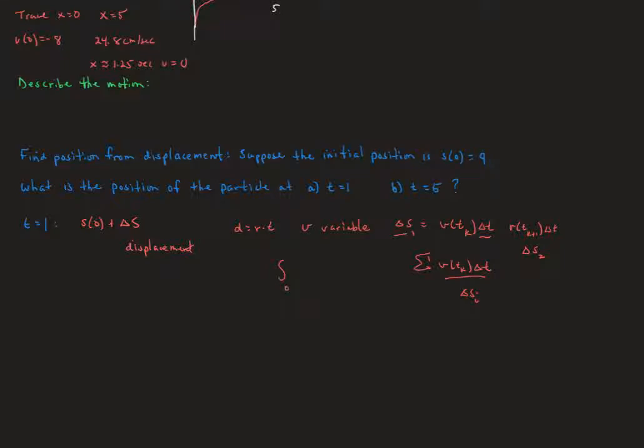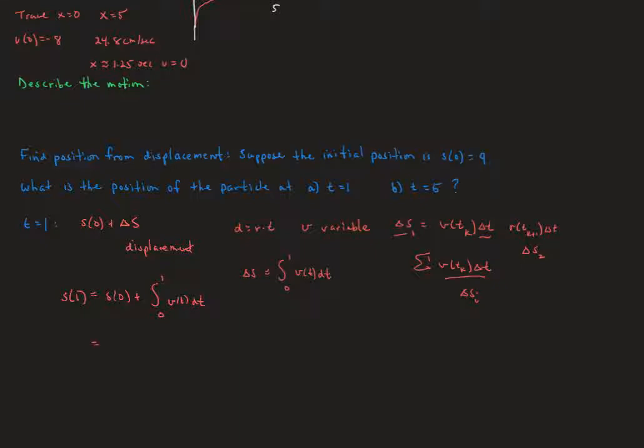And so what we want is that integral from 0 to 1 of v of t dt is going to be that change in position. So what we want for the position at time 1 is going to be our starting position, that's the s of 0, plus that displacement, that net change in position that we're going to get by integrating that velocity from time 0 to time 1.